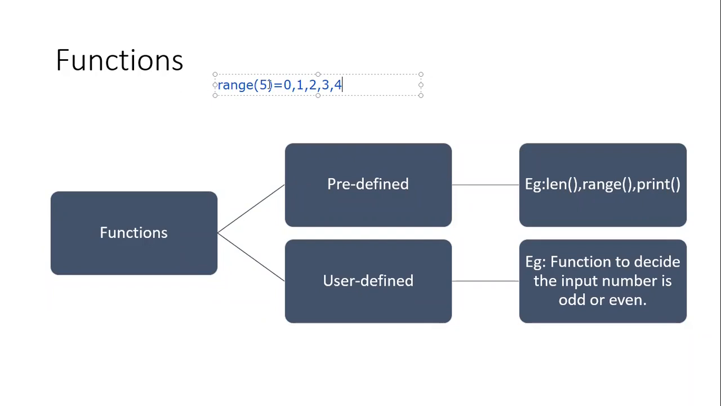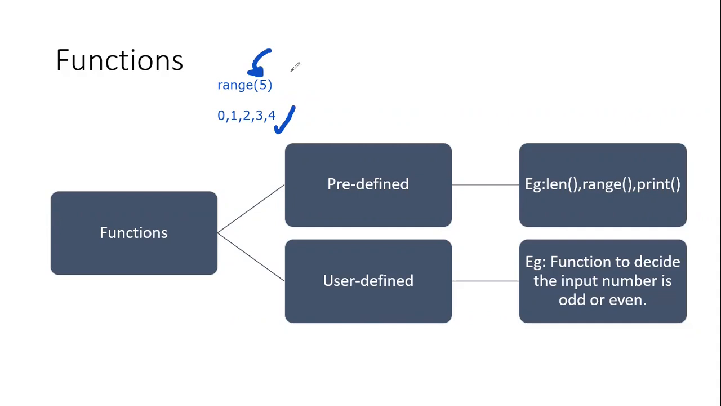In functions, remember, we always need to have some inputs, and the function always produces some output. So in this example, what is the input? Here the input is the number 5. What is the output? The output is this one. So when you take a function, you must always have some inputs, and that will produce some outputs.